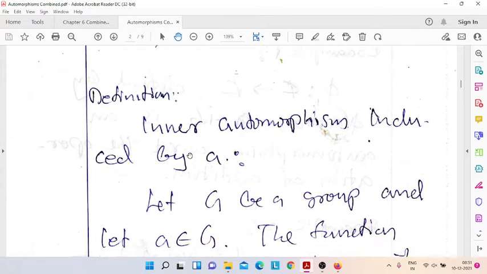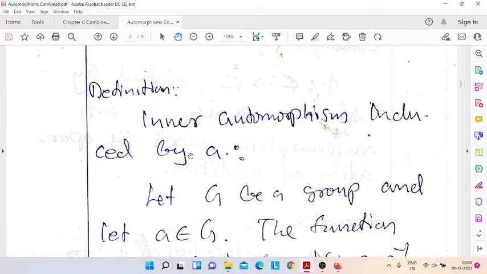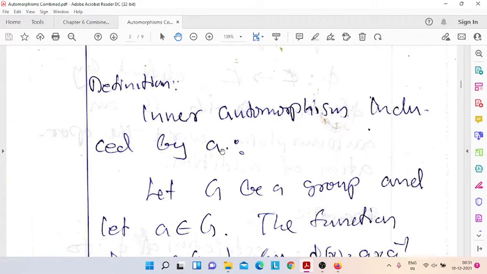Next definition is the inner automorphism induced by an element. We want to define the inner automorphism induced by the element a in a group G. What is meant by it? We can define a special automorphism, a special kind of automorphism. It can be given as an example for automorphism too. The inner automorphism is defined by a particular element of the group.